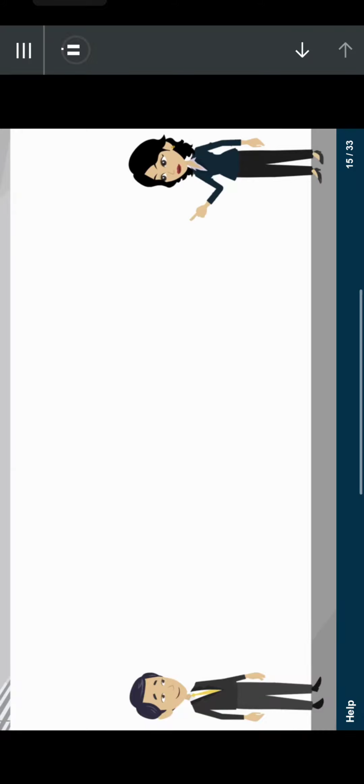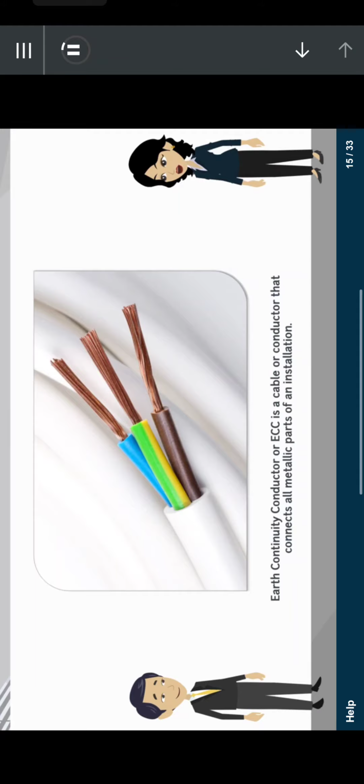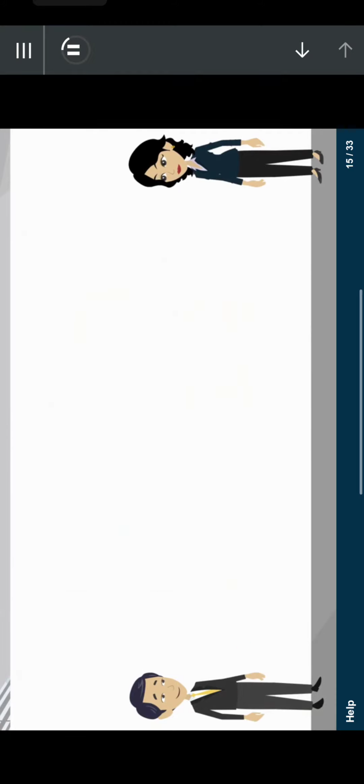Welcome to the next topic on Earth Continuity Conductor. You all must be knowing what an Earth Continuity Conductor or ECC is, right? Just for a recap, it is a cable or conductor that connects all metallic parts of an installation. It is connected to the earthing lead at a connecting point. Is that correct, Mayank? Absolutely, Surbhi.